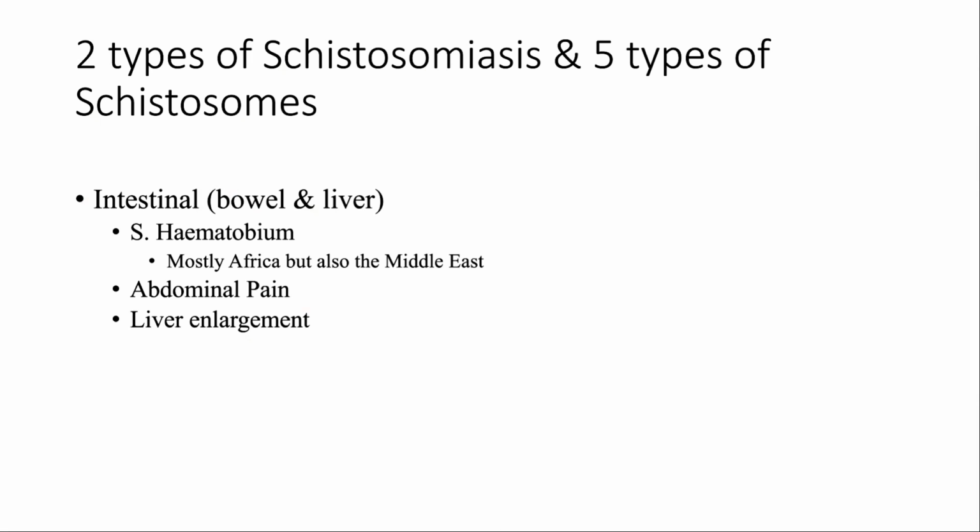The first one is going to be this one right here. I don't know how to pronounce the names, but this is what it is. This one's mostly found in Africa, but also the Middle East. This one is one of the most common, so you're going to hear this one a lot more often than the others. It causes abdominal pain and liver or spleen enlargement as well.